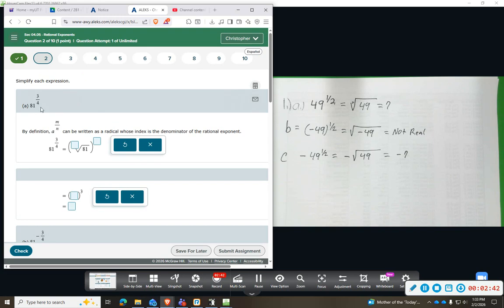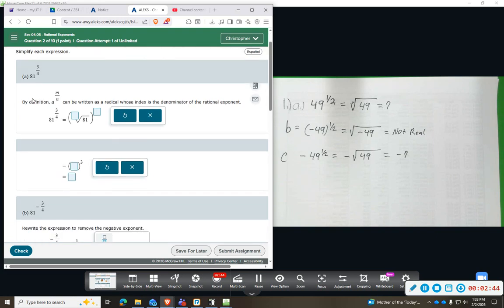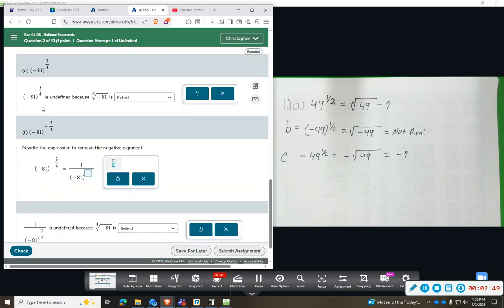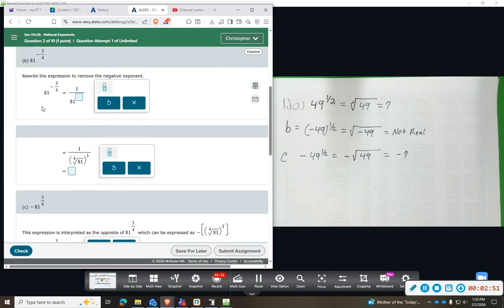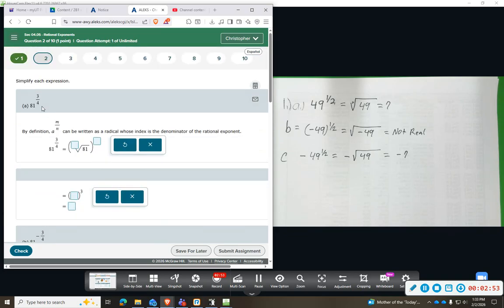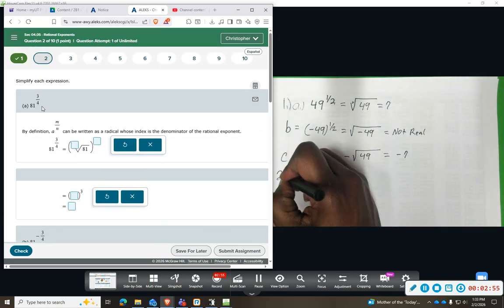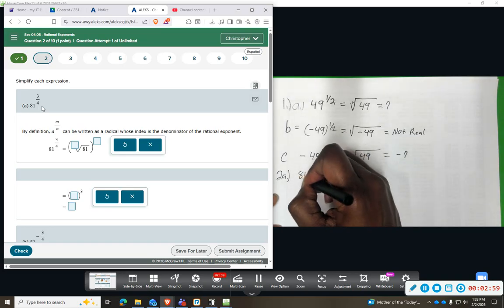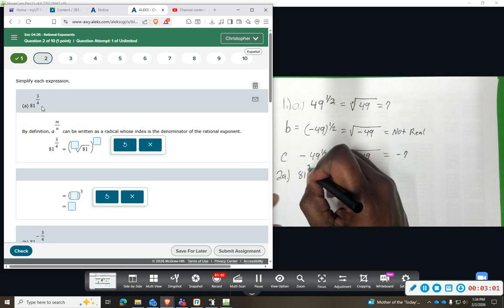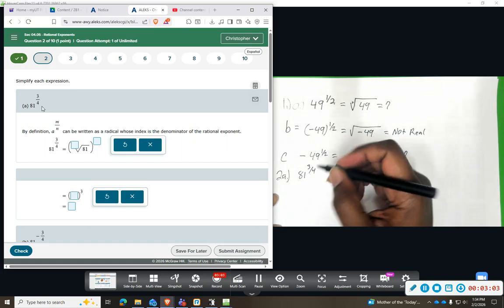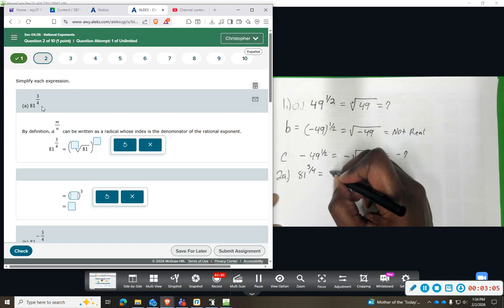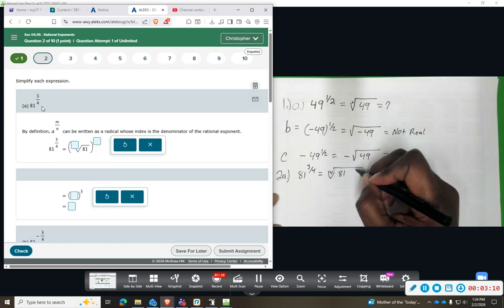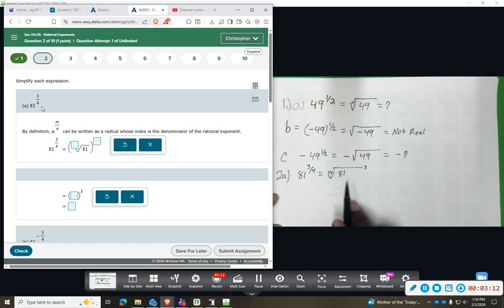All right, number 2 looks similar. We're going to simplify each expression. We got A, B, C, D, E, F parts here, okay? So 2A, we have 81 raised to the 3/4 power. All right, so basically what that means is the 4th root of 81 and then raised to the 3rd power.